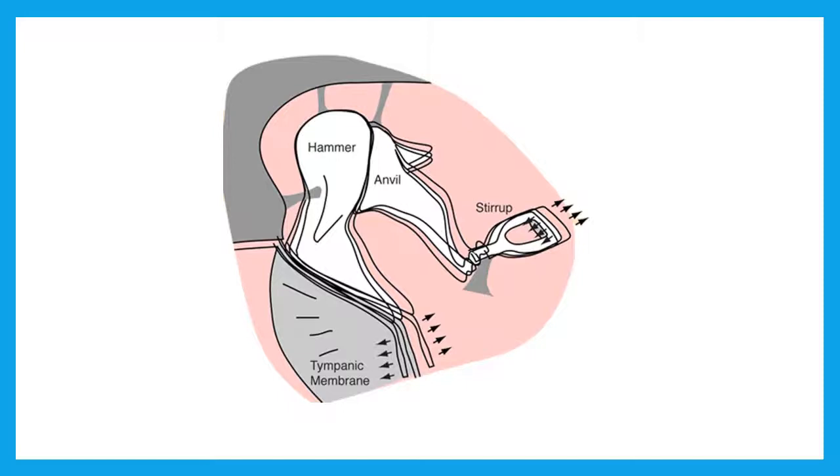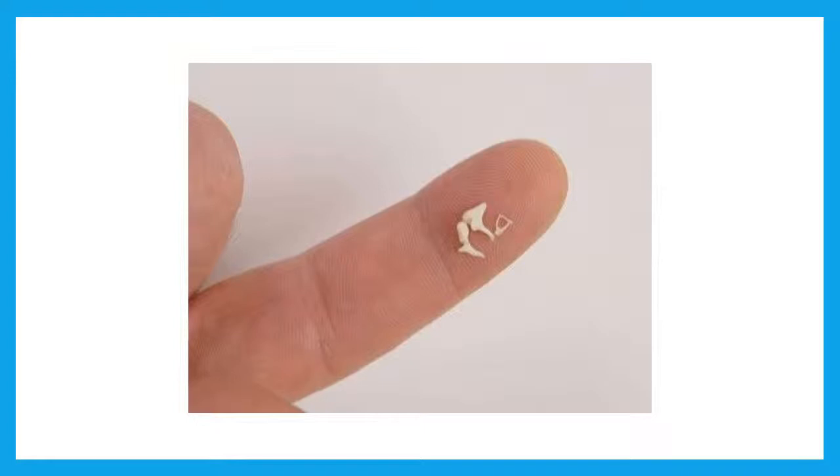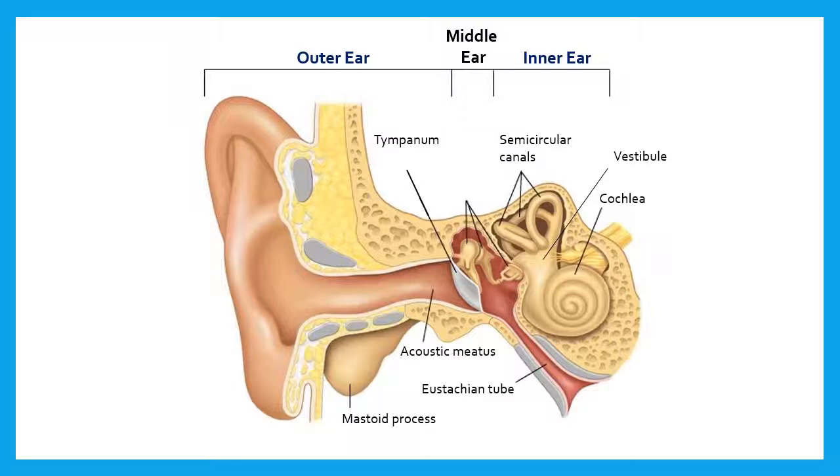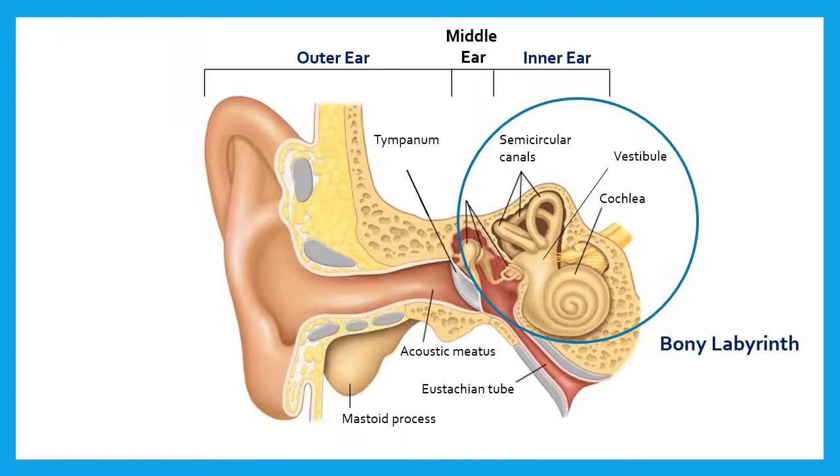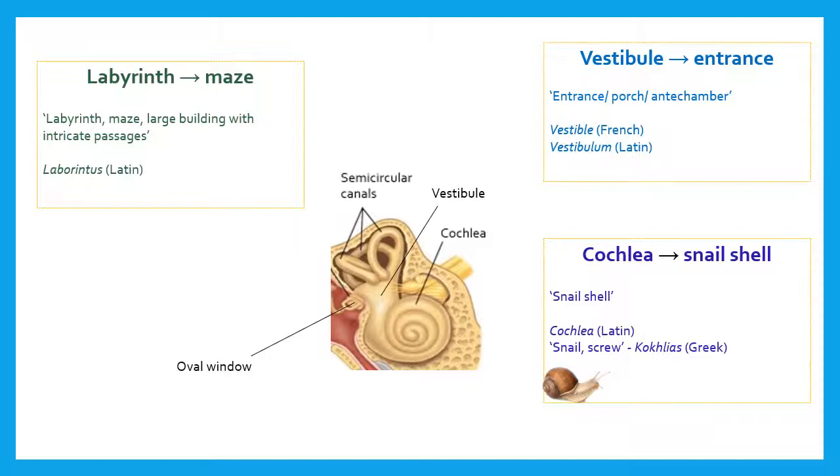Vibration of the tympanic membrane pushes against the hammer here, which pushes against the anvil, which pushes against the stirrup. These bones are tiny, with the stapes being the smallest bone in the human body. Without the ossicles, however, we would not be able to hear properly. The inner ear is made up of bony cavities, collectively called the bony labyrinth. The word labyrinth originates from the Latin word for maze, and you may have come across a number of these words when referring to the auditory system, such as labyrinthitis and the labyrinthine artery.